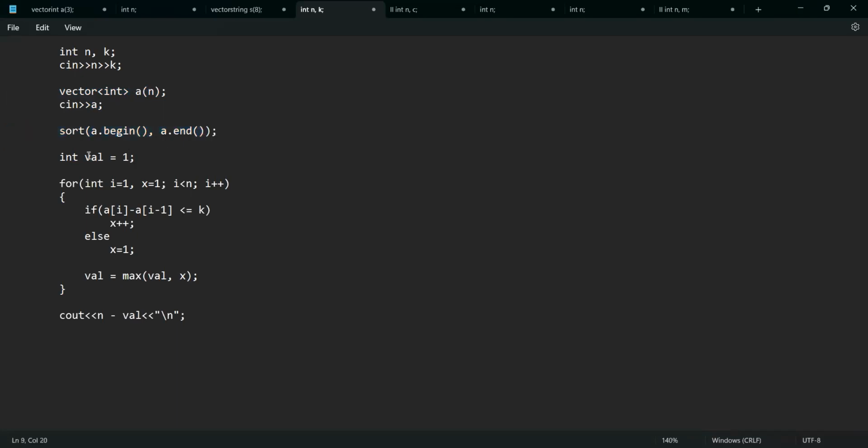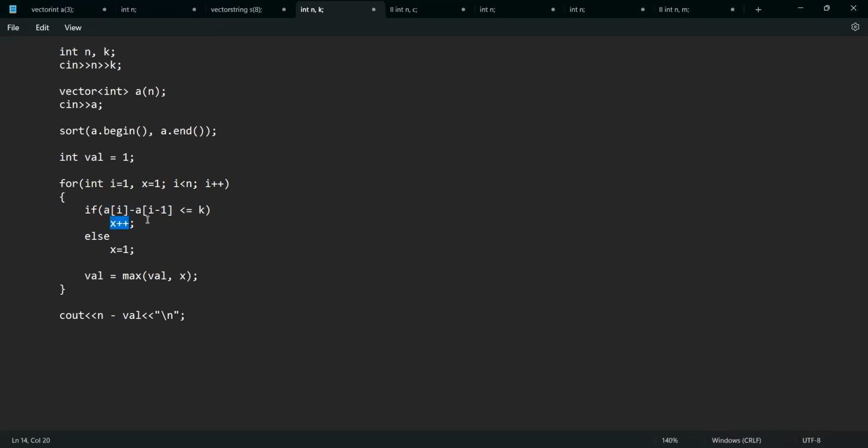Initially, I can always select one problem, right? So I have selected one problem. Val is the maximum number of problems that I can select. So I'm starting from index 1 and x is 1. x equals to 1 means that the 0th index problem was selected. Now, if a[i] minus a[i-1], the difference between this problem's difficulty and the previous problem's difficulty, is less than or equal to k, I'll simply increment my x.